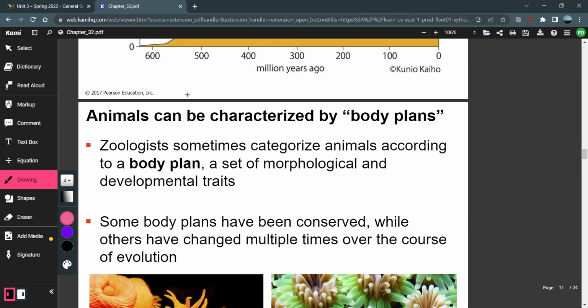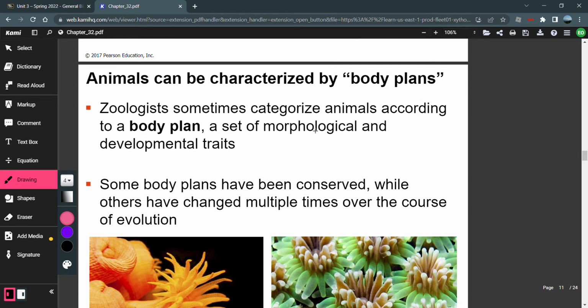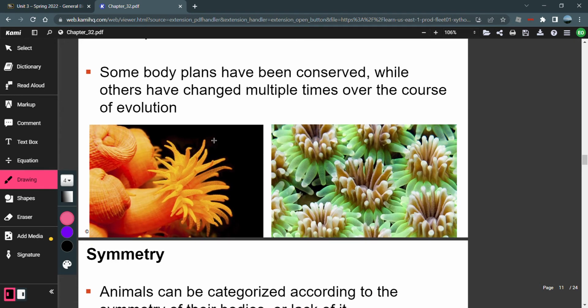Like we said, animals can be characterized by body plans. Body plans are a set of morphological and developmental traits. Some body plans have been conserved, meaning that once evolution has done something, it cannot go back. If I had, let's just say, a 6th or 7th toe, 2 extra toes, evolution cannot undo that. So that's what it means when it has been conserved. And others have been changed multiple times over the course of evolution.